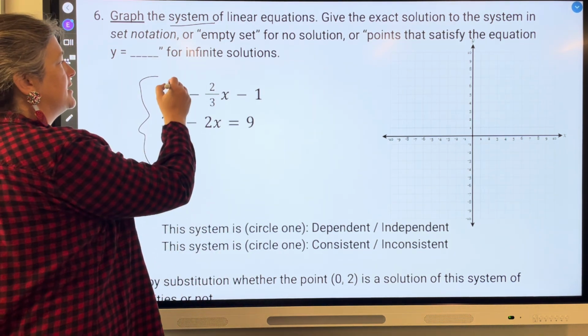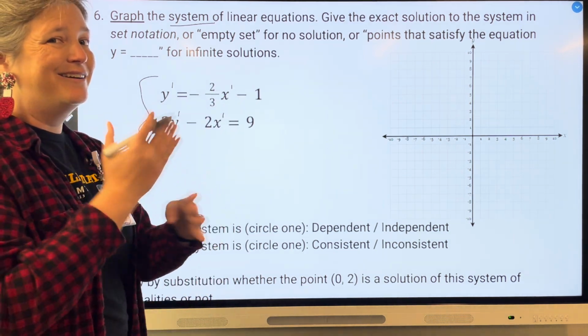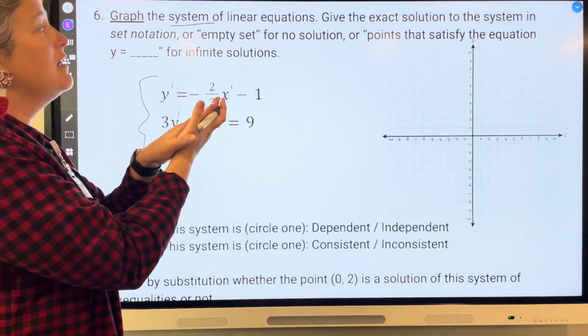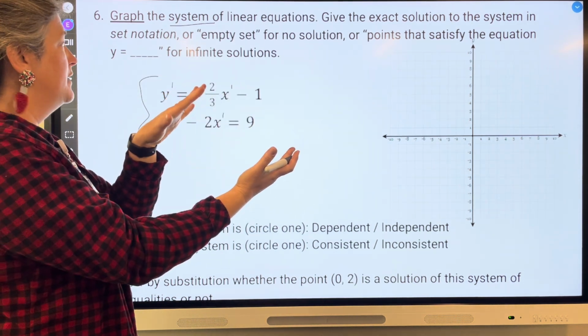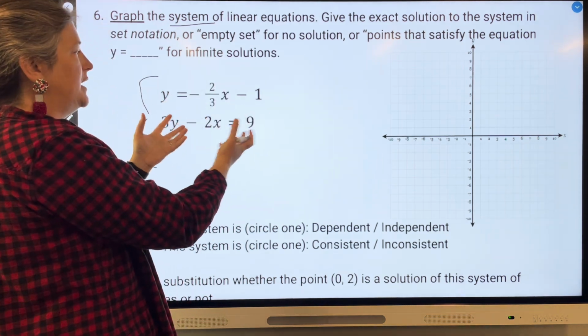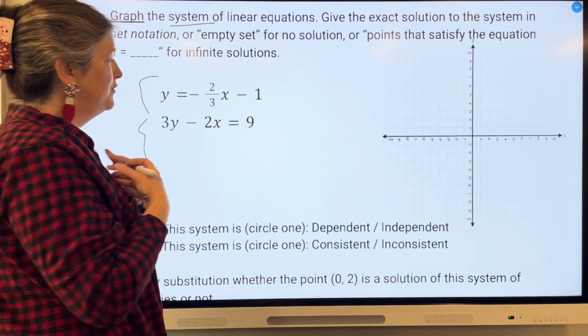Now when I look at this, I see a y to the 1 and an x to the 1. These are linear equations. They're going to cross once, or everywhere because they might be the same line, or nowhere because they might be parallel. So the first thing I'm going to evaluate is whether these are parallel. I need to see them both in slope-intercept form. It's also my favorite way to graph.